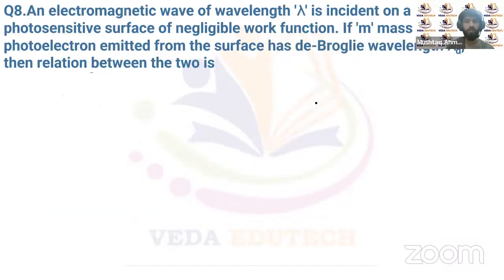So let's move on to question number 8. An electromagnetic wave of wavelength lambda is incident on a photosensitive surface of negligible work function. We can assume the work function to be almost equal to 0. If m is the mass of the photoelectron emitted from the surface, which has de Broglie wavelength lambda d, then the relation between the two is, right? So we know that the de Broglie wavelength is lambda equal to h upon p.